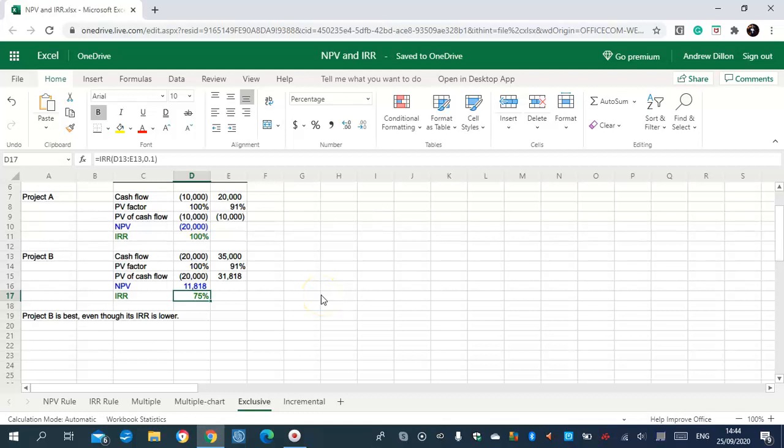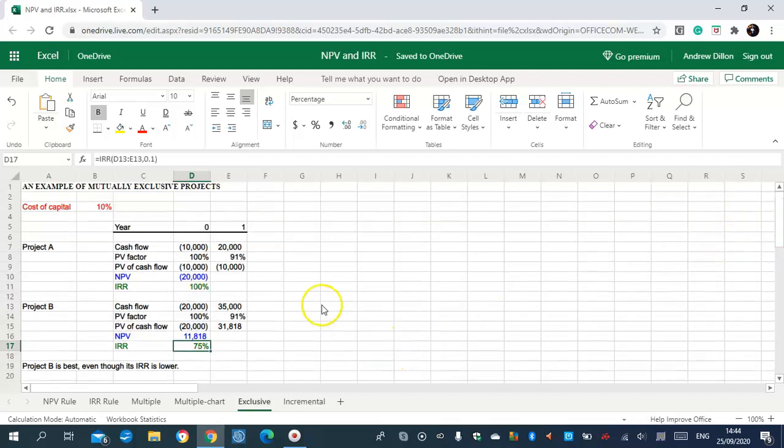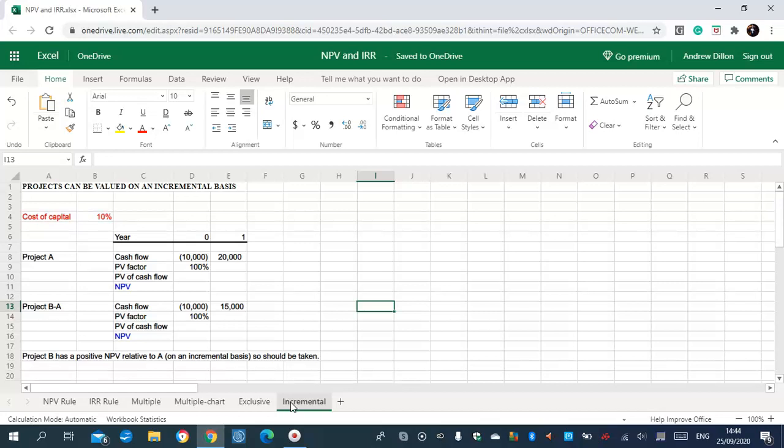But that is the exclusive sheet for net present value and IRR. That's an example of mutually exclusive projects. So we have one last sheet left, which is incremental. This time there is no internal rate of return involved in this sheet, but there is still net present value involved. And there's a cost of capital of 10%.